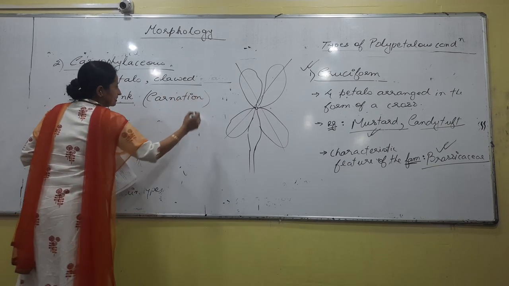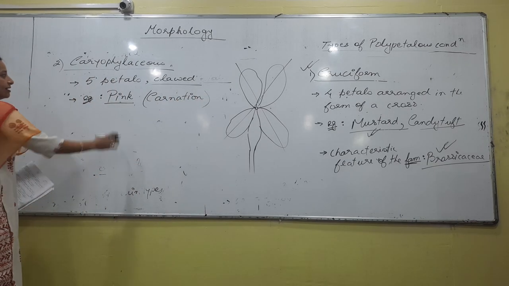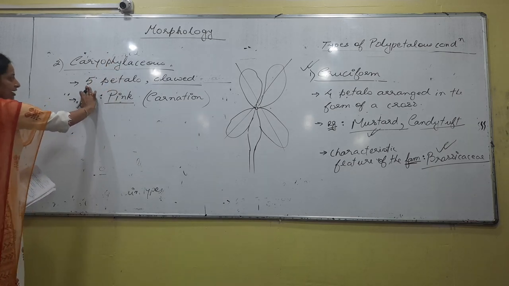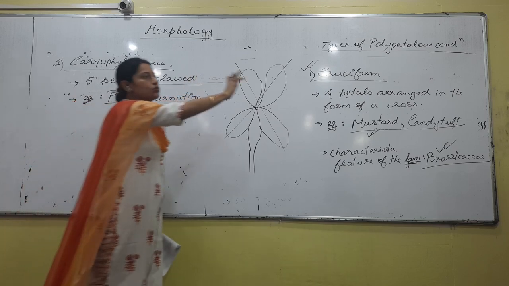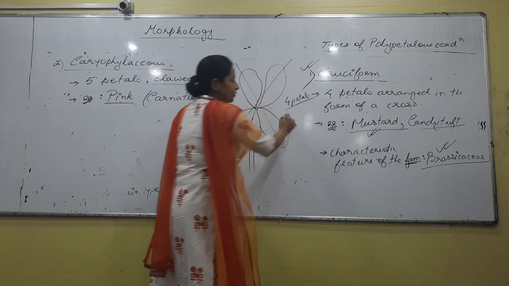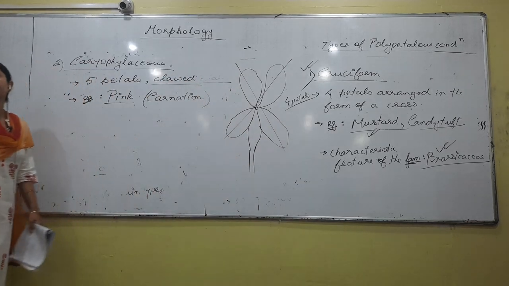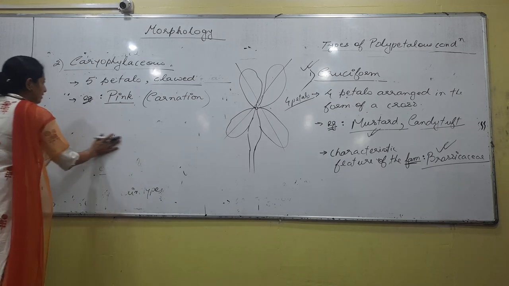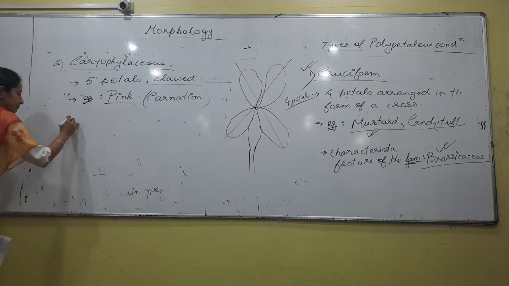We have a flower called pink, which is also called carnation. Pink is an example of caryophyllaceous. A caryophyllaceous flower has five petals, cruciform has four petals, right? Depending on the number and the arrangement, different terms have been given. Now how does it look like?